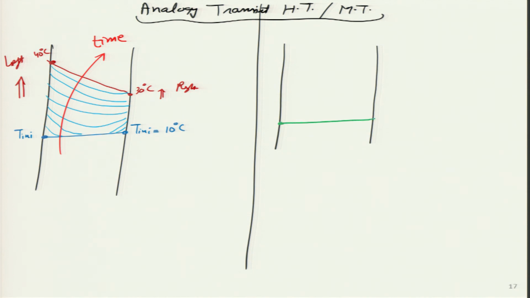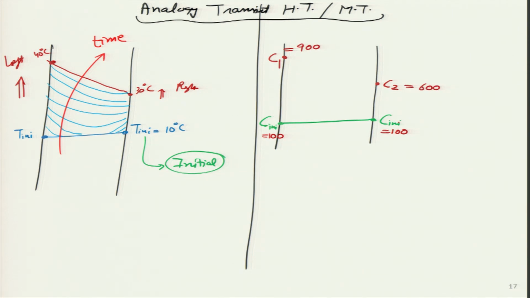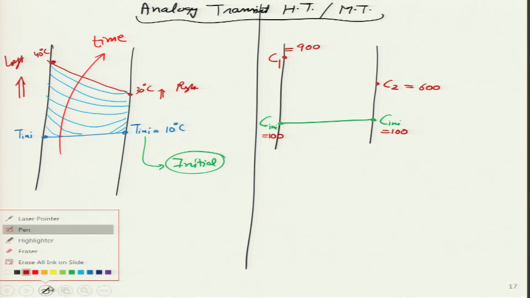If initially the concentration value is C, I stands for initial, this is the initial condition, and finally it is such that the smoke has a value of C1 on this side and C2 on this side. Just to put some numbers over here, maybe this is 100, this is 100, this is 900, and this is 600, and the units we will discuss in the next class. What do we mean by that?